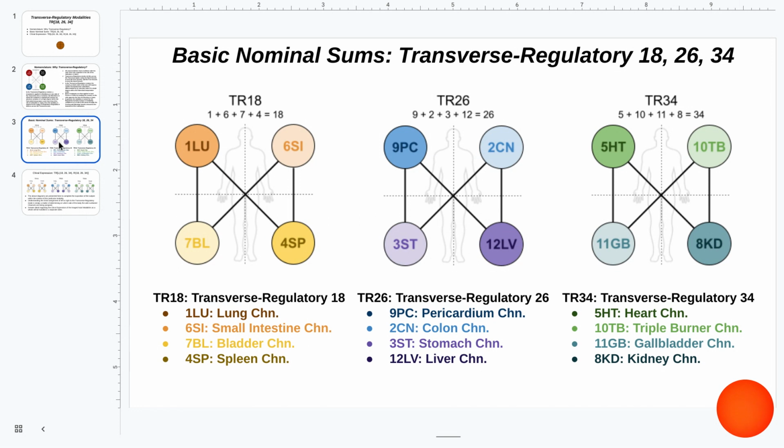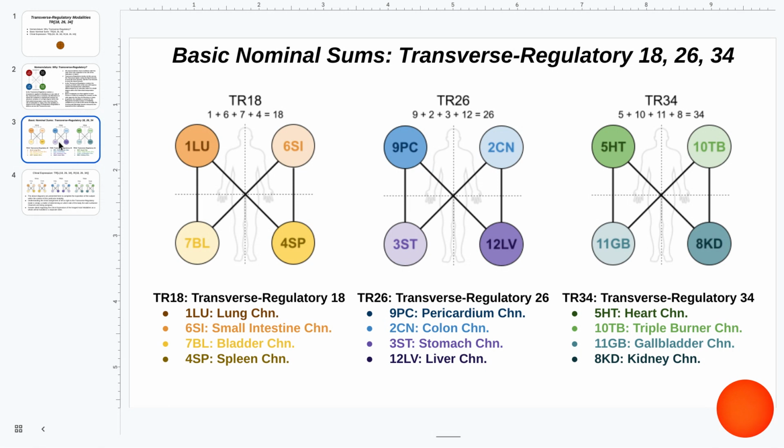Transverse Regulatory 18 consists of the lung, small intestine, bladder, and spleen vessels, labeled for their nominal equation, 1 plus 6 plus 7 plus 4 equals 18. Transverse Regulatory 26 consists of the pericardium, colon, stomach, and liver vessels, labeled for their nominal equation, 9 plus 2 plus 3 plus 12 equals 26. Transverse Regulatory 34 consists of the heart, triple burner, gallbladder, and kidney vessels, labeled for their nominal equation, 5 plus 10 plus 11 plus 8 equals 34.